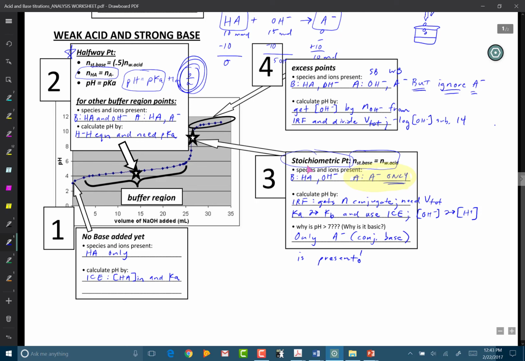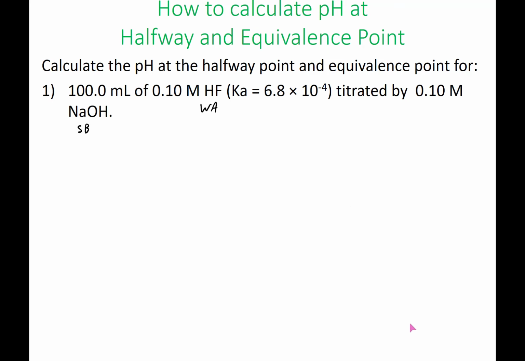And then in the next part of the problem, we're going to do this point right here. As you see, there are multiple steps to do this, and it's a little bit tricky, which is why I wanted to make this video to go over how to do this. So back to the problem.